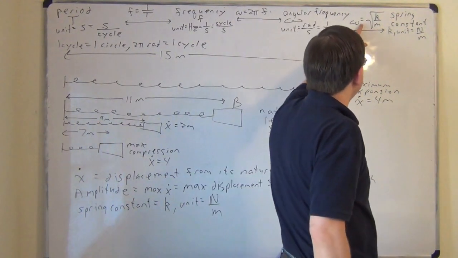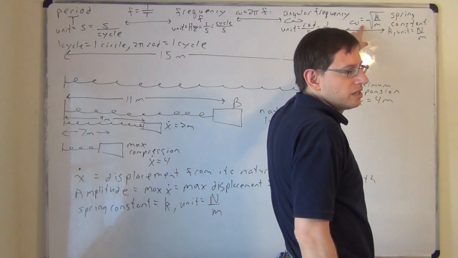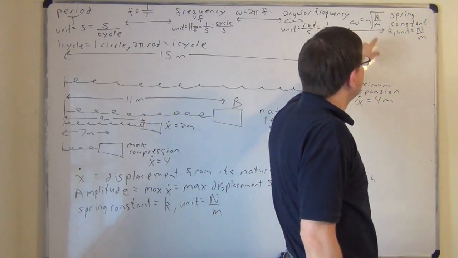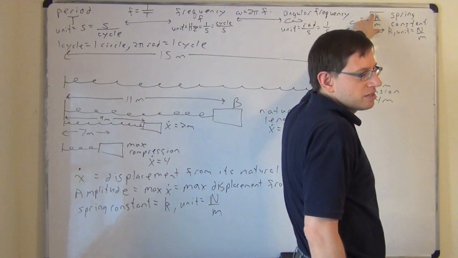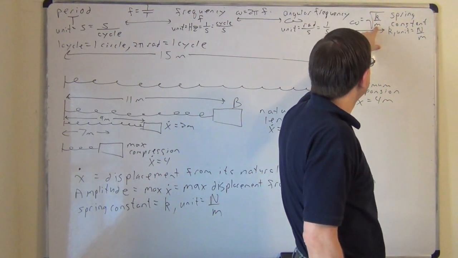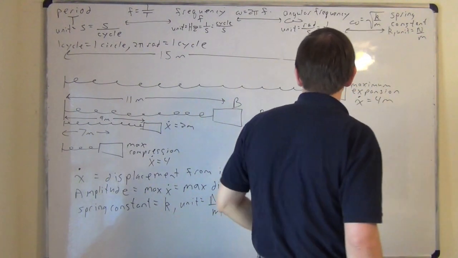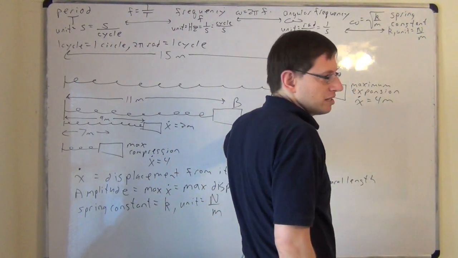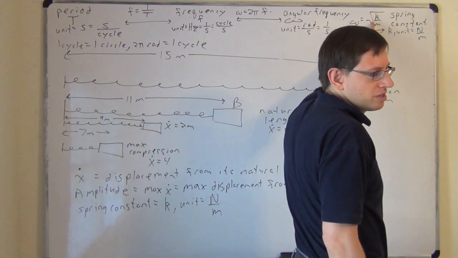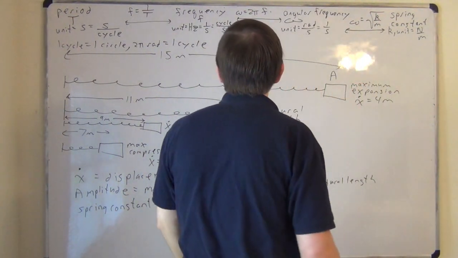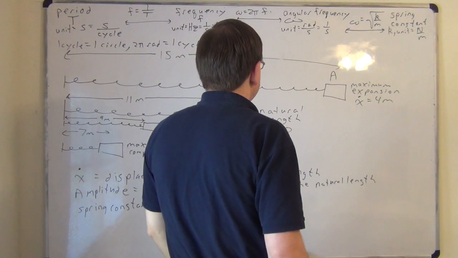You have to use SI units in this formula, otherwise it won't come out correctly. This will probably be given to you in SI units. What are the SI units for mass? Kilograms? That's right. But it might be natural to be given the mass in grams. Well, then you'd have to do a conversion before you could use this. Okay, all right, good.